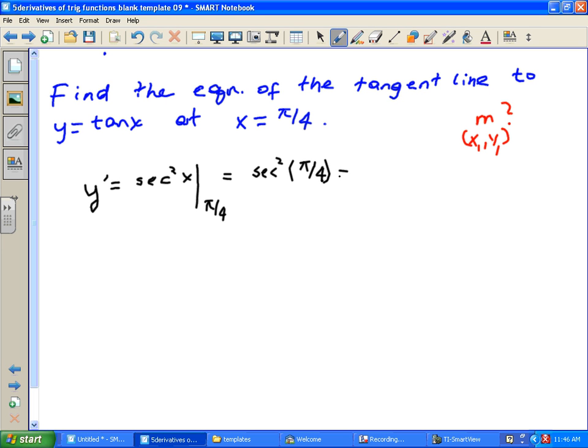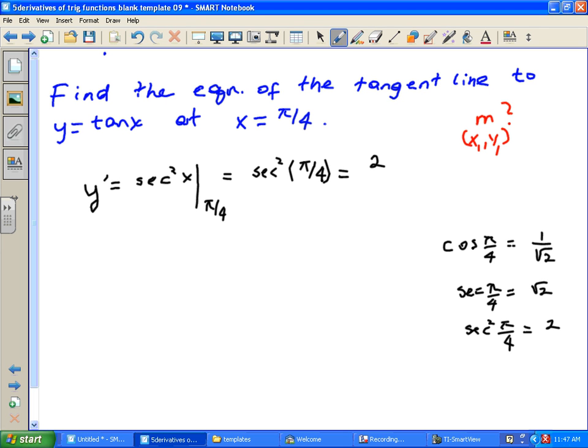Now to evaluate this, I would suggest that we think of the cosine function first. What do we know about the cosine of pi over 4? You could say root 2 over 2, right? Or the same thing can also be written as 1 over the square root of 2, same thing. So the secant function at that point is going to be the reciprocal, which is root 2 over 1 or root 2. But we want the square of this. If you square it, you're going to get 2. So that is the slope at that point.